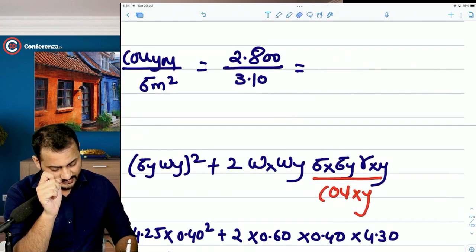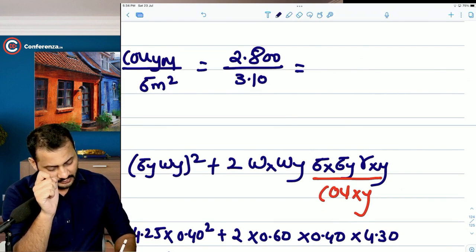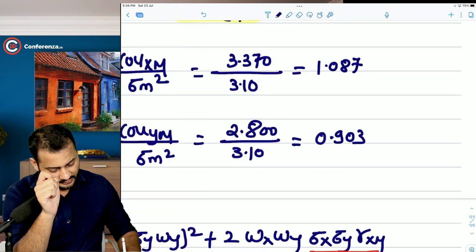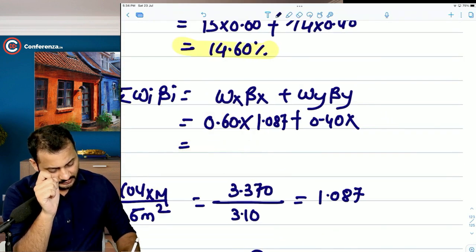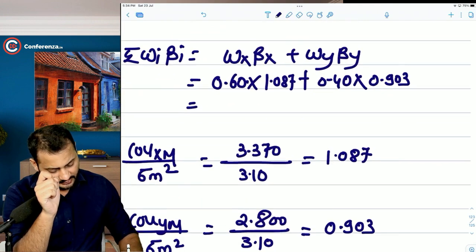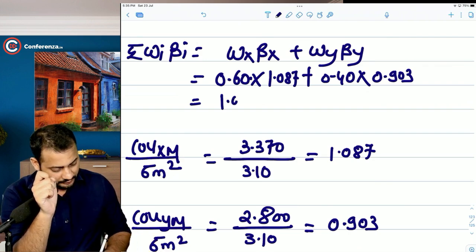I will just correct my answer. 2.8 divided by 3.1 is 0.903. Let's just keep that here and change the answer. 0.903. So it will be 1.013. This is your portfolio beta.